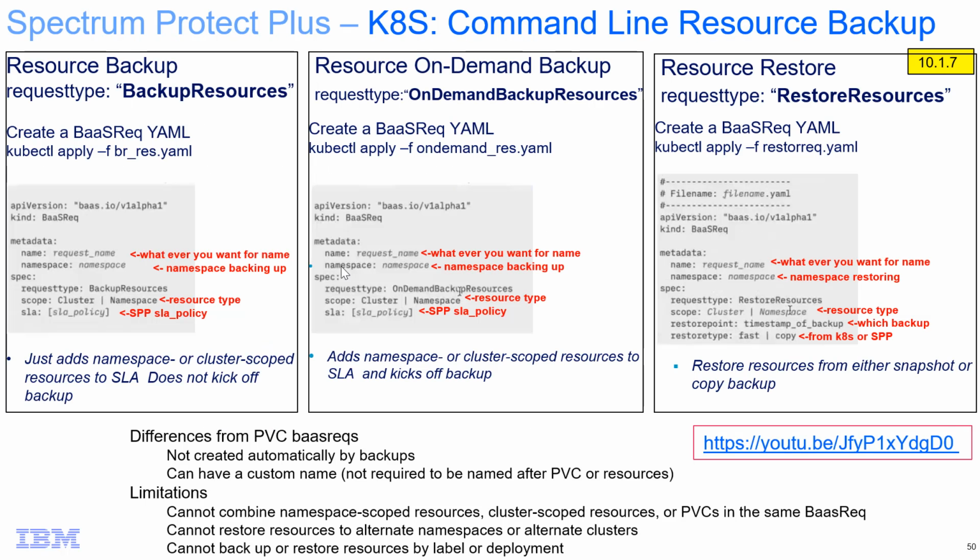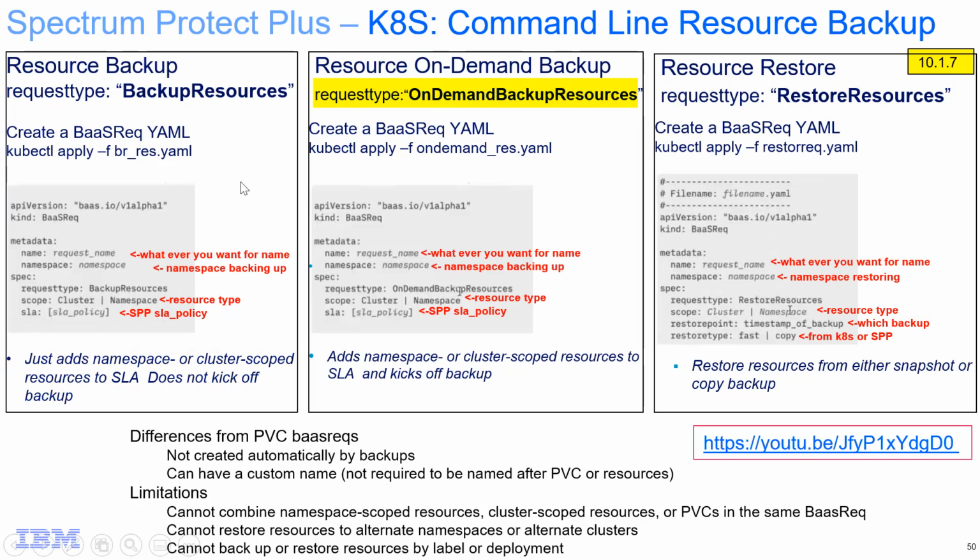Of course, you can also do this protection from the command line. And we've added in 3 new request types if you're going in and editing different YAML files. We have a backup resources request type, which will just add the namespace or the cluster scope resources to an SLA, but it doesn't kick off the backup. It would wait for the SLA to actually run that backup.